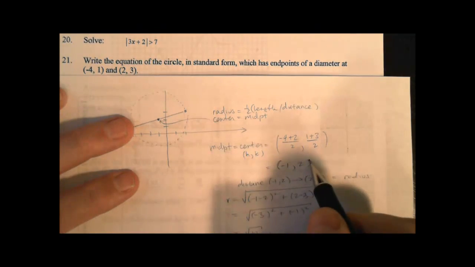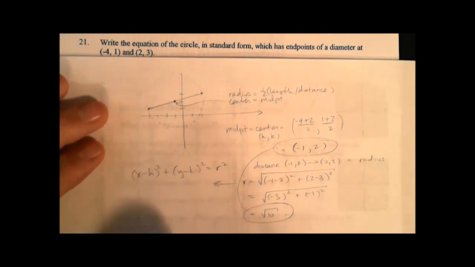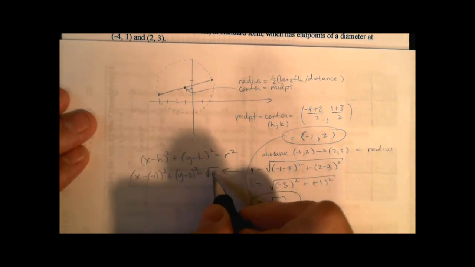So we know that h, k is this, and r is this. So the form, remember, is x minus h squared plus y minus k squared equals r squared. So for us, we have x minus negative 1 squared plus y minus 2 squared equals the square root of 10 squared. And you can clean that up. I mean, it's not really important. x plus 1 squared plus y minus 2 squared equals 10 would be the cleaned up version of the answer.